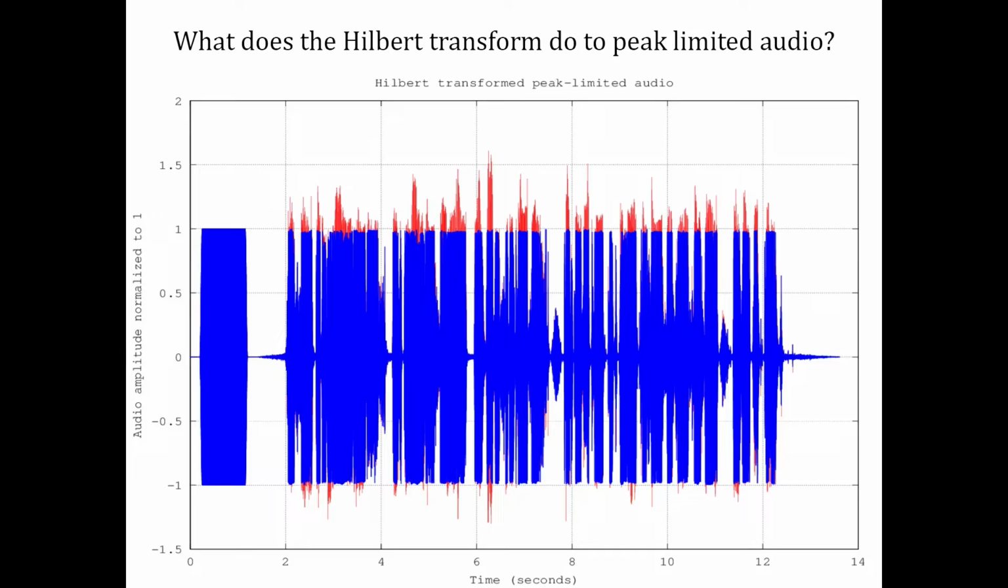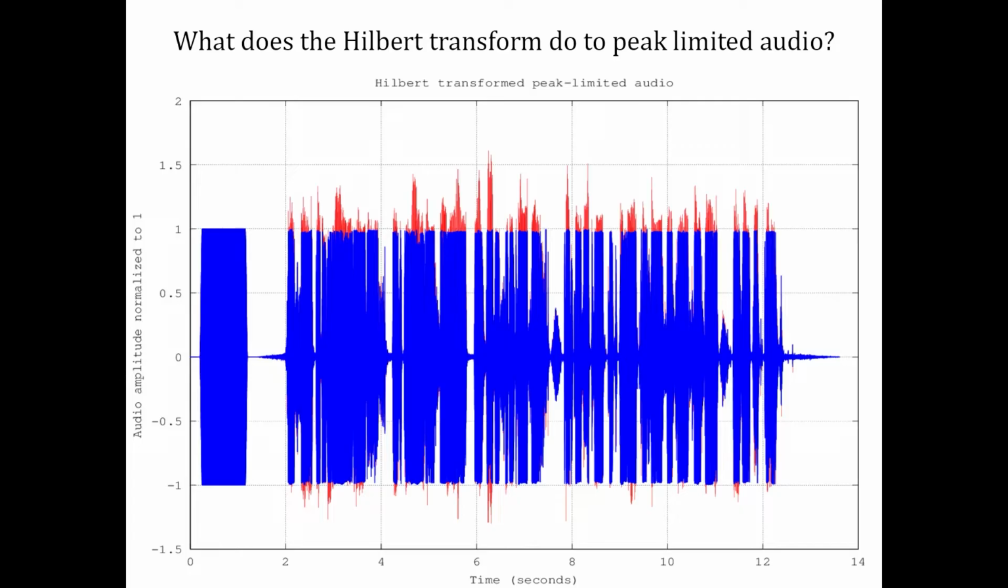Now look at the red trace. That is the output of a Hilbert transform filter. All of the audio phases have been shifted 90 degrees from the blue trace. Our nicely peak-limited audio isn't peak-limited anymore. In fact, the overshoot is 59% for this particular speech sample. There's a lot of fuzz on the Hilbert transform output.